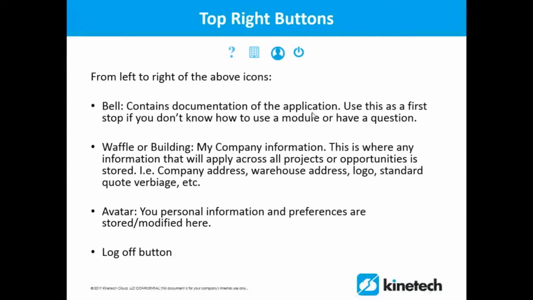So first things first is these top right buttons. These are found on any page of KPMIC. Starting from left to right, we've got the question mark icon. It says bell here. It used to be a bell, but it is now a question mark, and that has all the documentation of the application. This is really a good first stop.